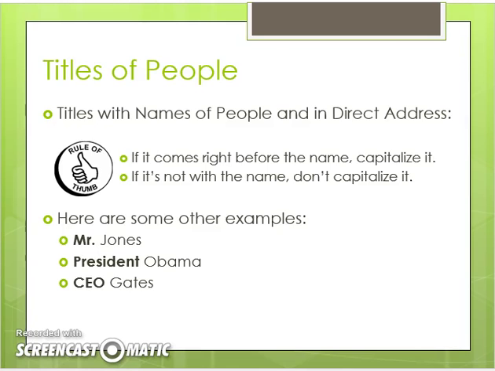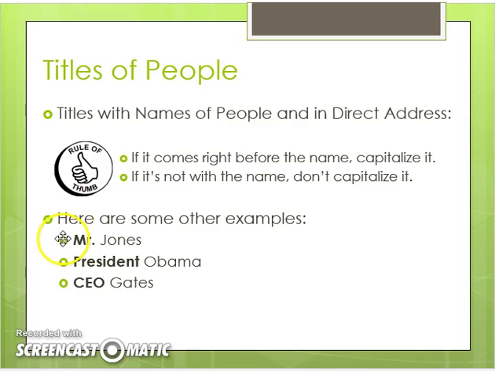So a good rule of thumb for these things, when you have a title with someone's name, or when you're talking directly to someone and you're saying that title with their name, we always want to capitalize it if the title comes right before the name. That's the rule of thumb. And if it's not with a name, we don't need to capitalize it. It's just kind of extra information. It's kind of floating on its own. It's not immediately with that name.